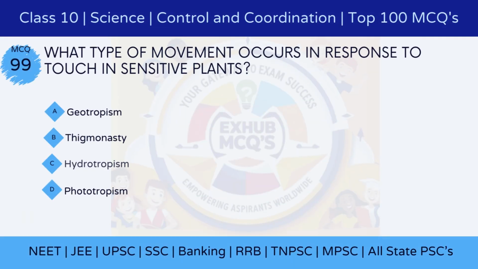MCQ 99. What type of movement occurs in response to touch in sensitive plants? Option A, geotropism. Option B, thigmonasty. Option C, hydrotropism. Option D, phototropism.